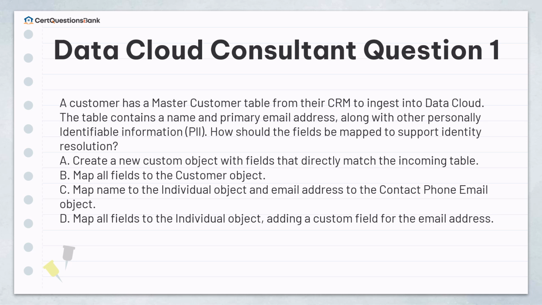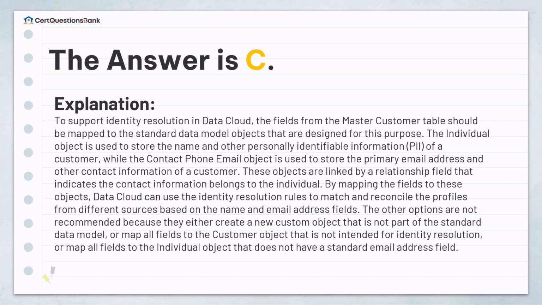A. Create a new custom object with fields that directly match the incoming table. B. Map all fields to the customer object. C. Map name to the individual object and email address to the contact phone email object. D. Map all fields to the individual object, adding a custom field for the email address. The answer is C.